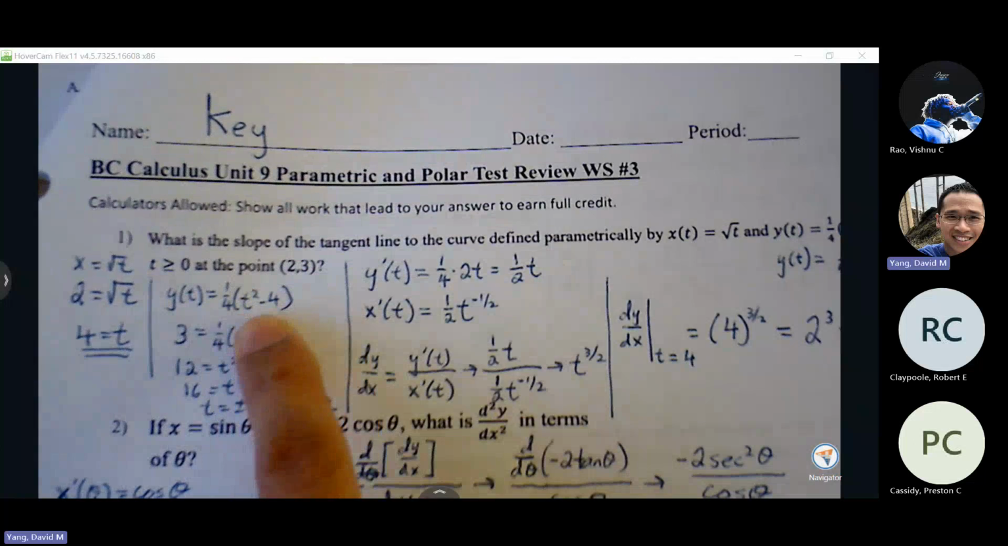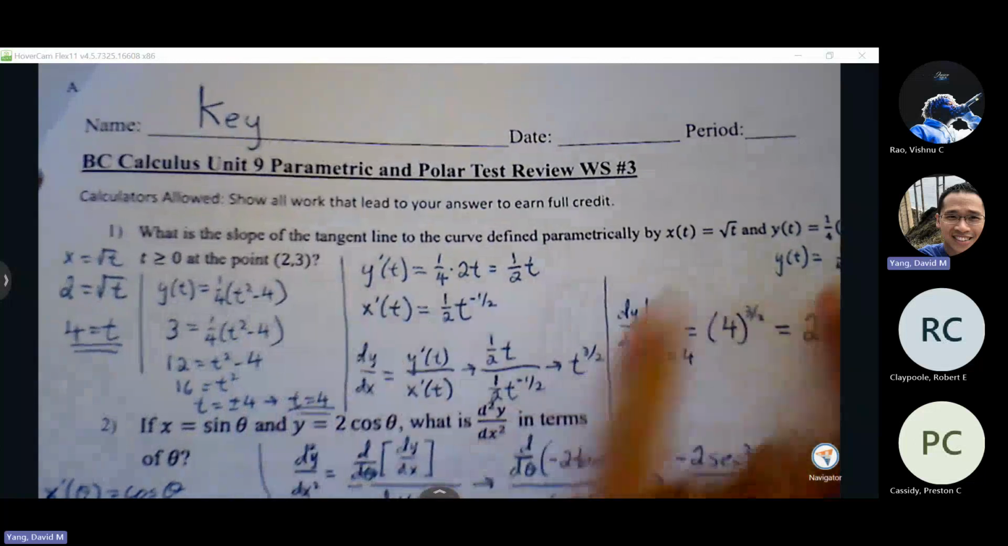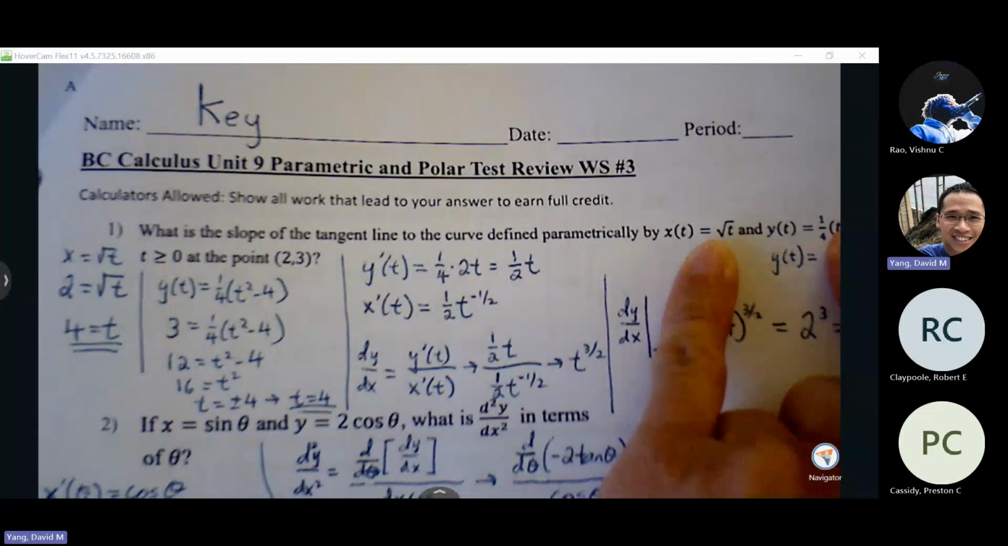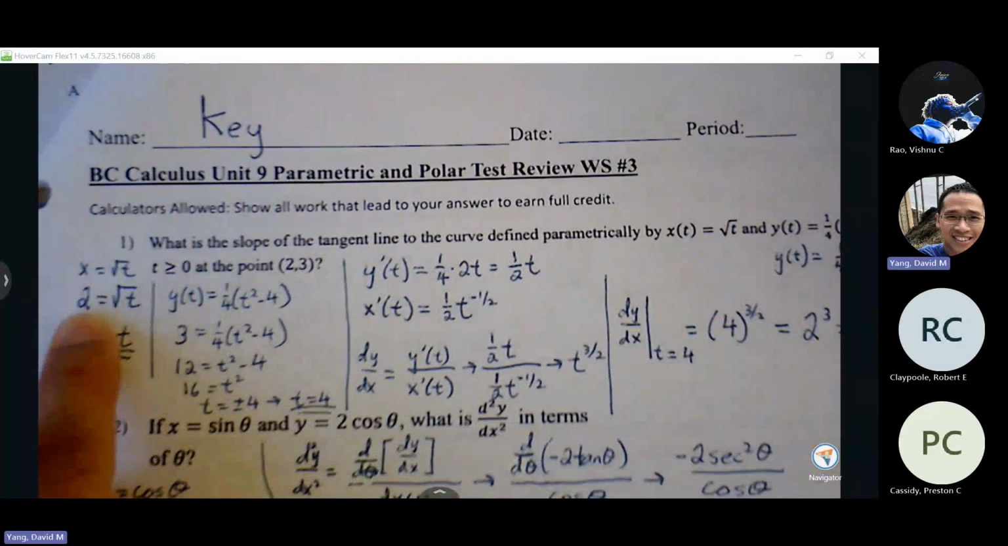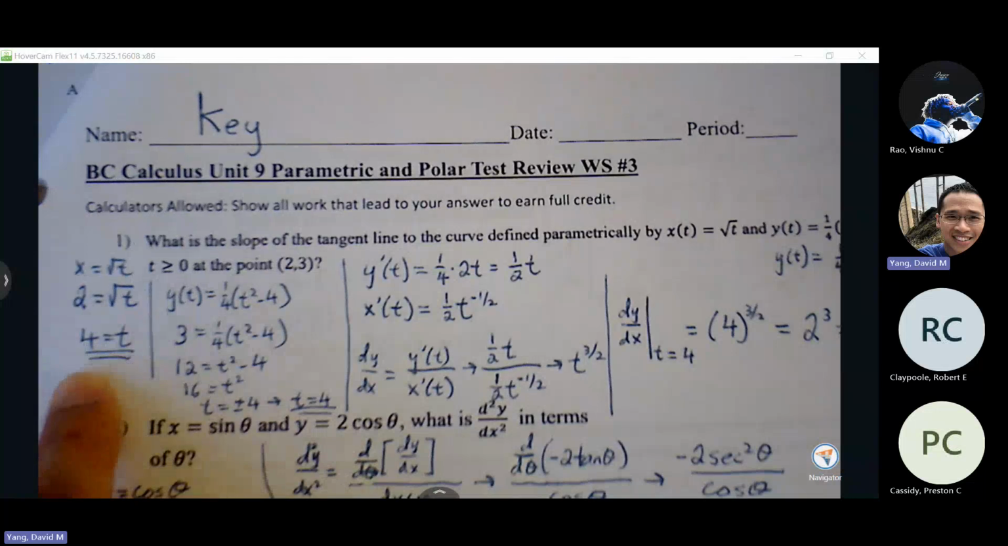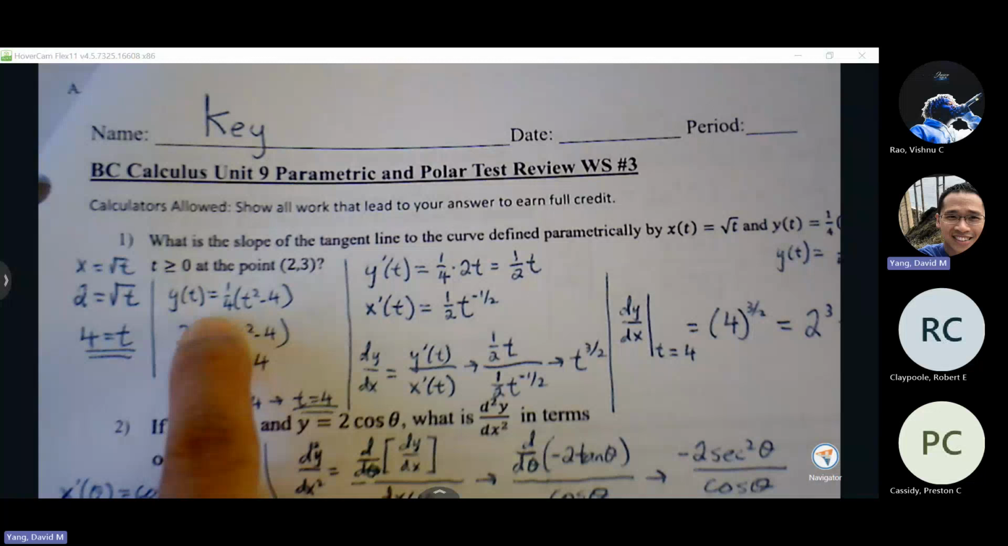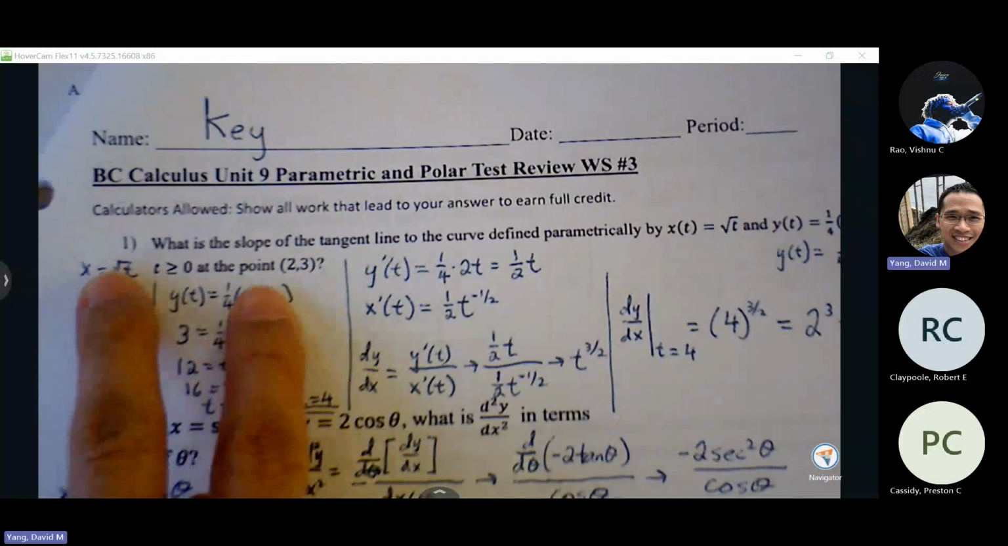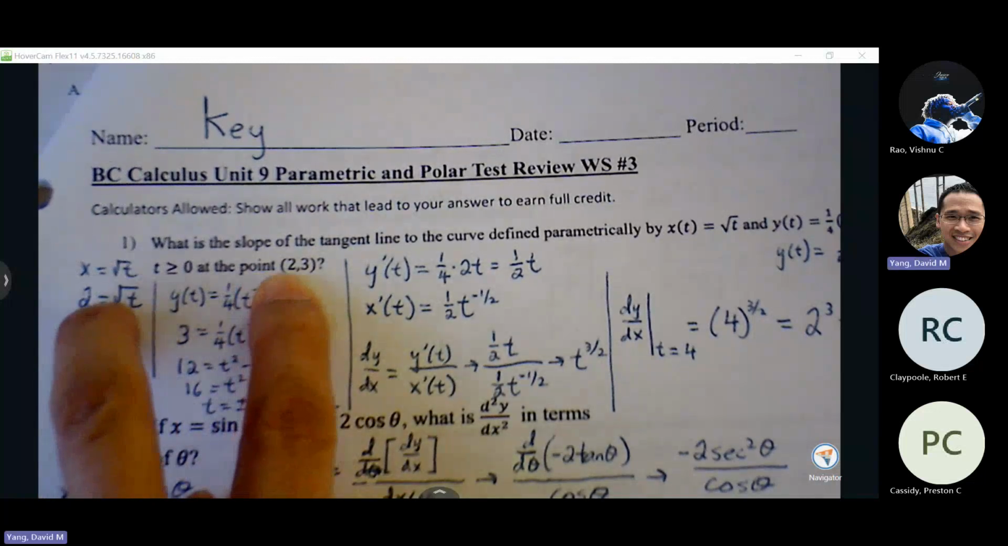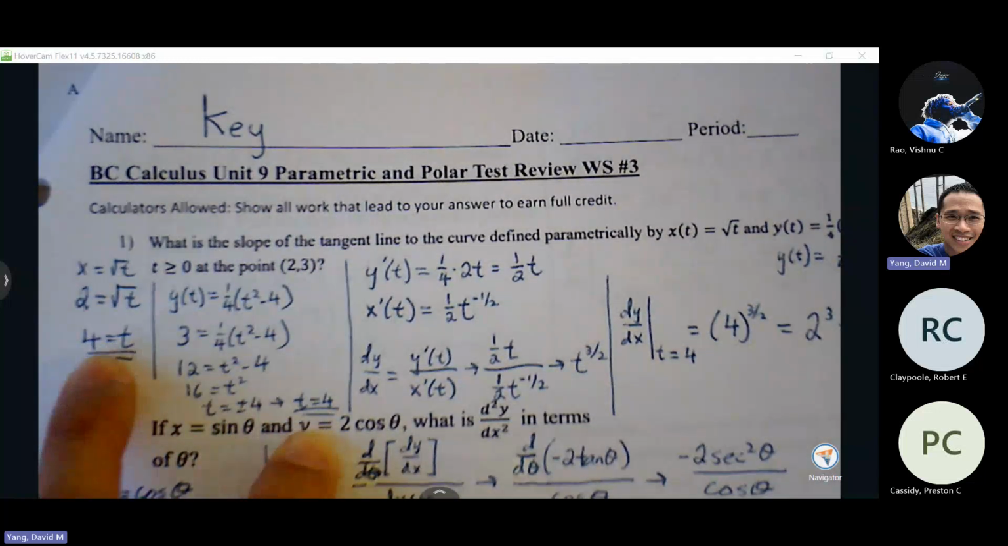But we have to look for the t value, basically. So we have our x and y values, and we have to solve for t. We can replace x with 2, and then we solve for t. We get t equals 4. And then we solve for y, and we just have to make sure that at the ordered pair 2, 3, we can find a consistent time value.